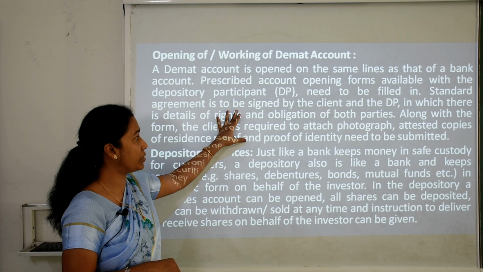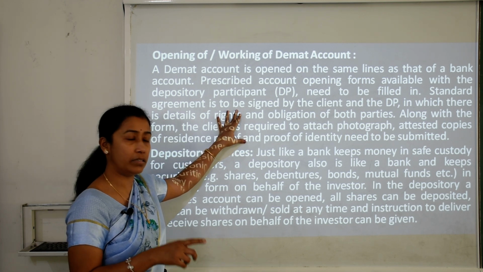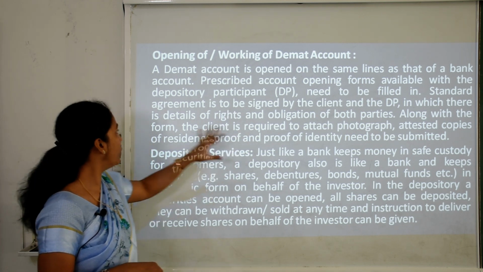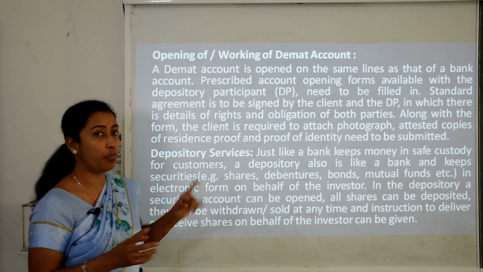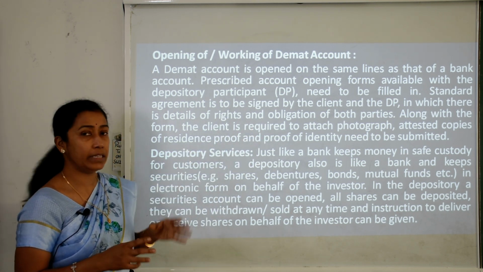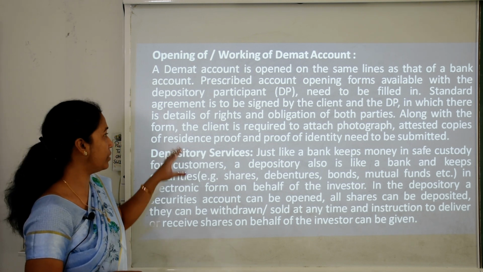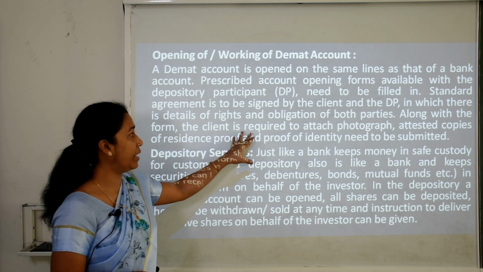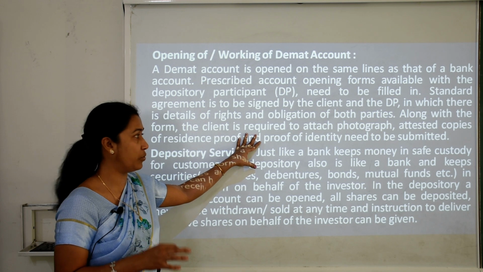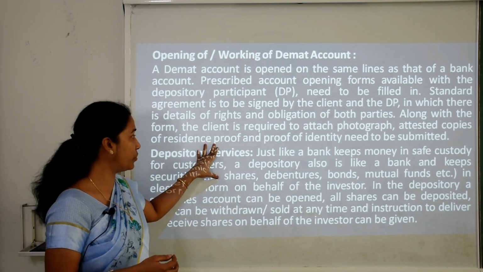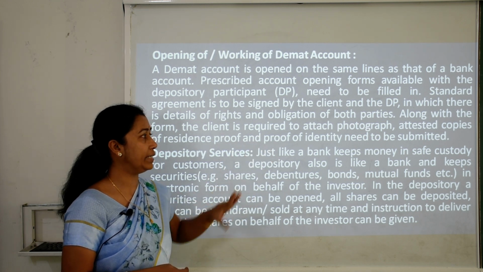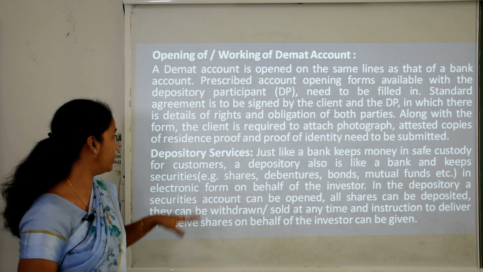A standard agreement is to be signed by the client and the depository participant, in which there are details of rights, duties and obligations of both the parties, that is the client as well as the depository participant. Along with this form, the client is also required to attach a photograph, attested copies of residence, that is his full address, and proof of his identity.